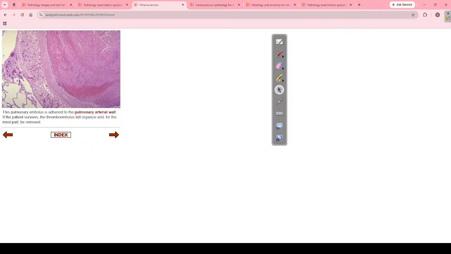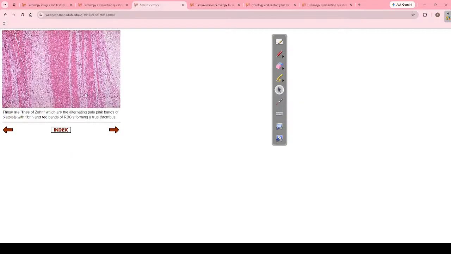Then we have a pulmonary embolus, which is adherent to the pulmonary artery wall. If the patient survives, the thromboembolus will organize and for the most part should be removed. The lines of Zahn, which are alternating pale pink bands with fibrin and darker red bands of RBCs, are forming the true thrombus. A thrombus will have these bands right here.